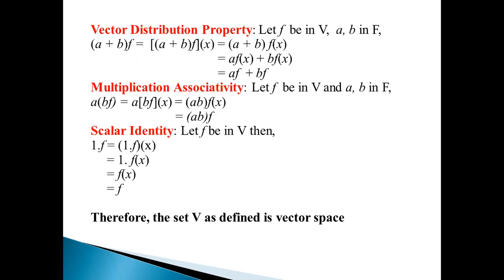As the penultimate axiom, we want to show if scalar multiplication is associative. Yes, it is indeed associative, considering the way scalar multiplication is defined. And lastly, is 1 times f equal to f? It has to be, because of the way scalar multiplication is defined. You notice that all the 10 axioms are satisfied, and therefore we can conclude that V is a vector space.